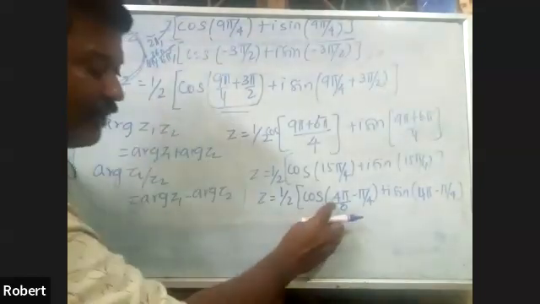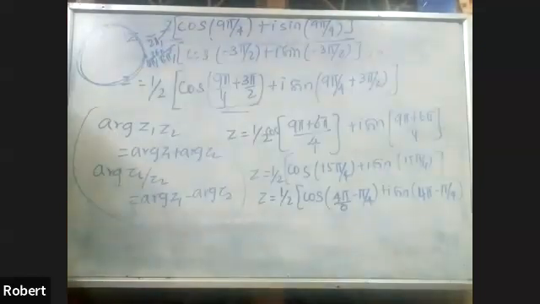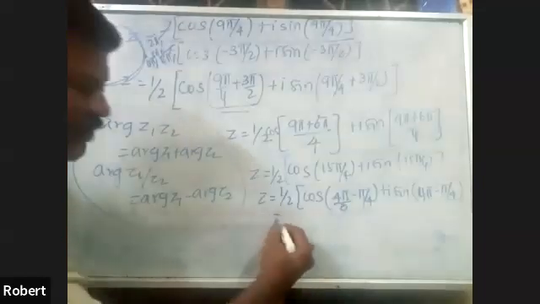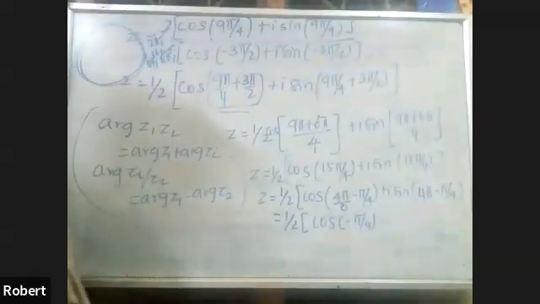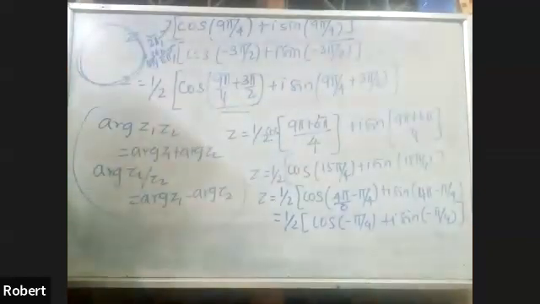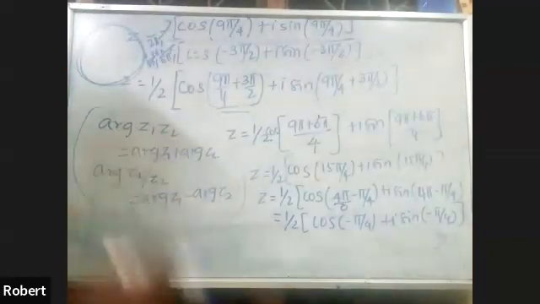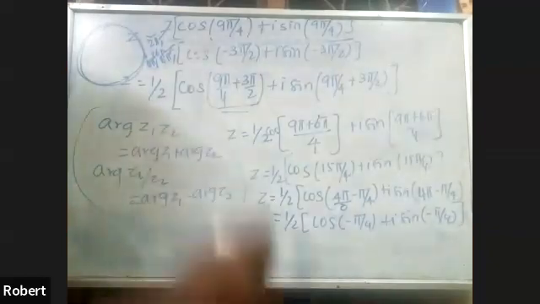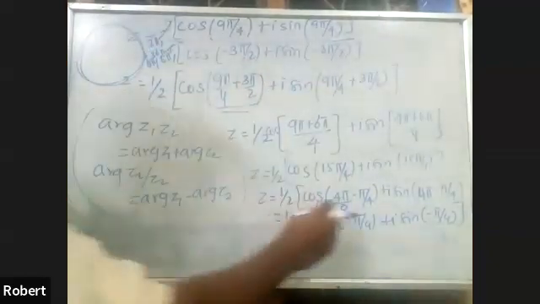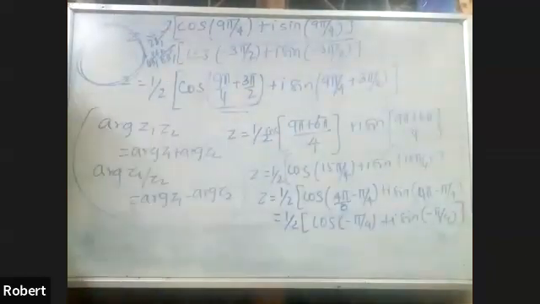So what did we see? 4 pi is like 0. So this comes in the fourth quadrant. So 0 minus pi by 4, I can write this as 1 by 2 cos of minus pi by 4, which means cos of minus theta plus i sin of minus theta. This is the simplest way to simplify. Okay, so when you get even multiples of pi like 4 pi, 8 pi, 6 pi, 10 pi, you immediately consider that as 0. 0 minus pi by 4, that is, minus pi by 4.